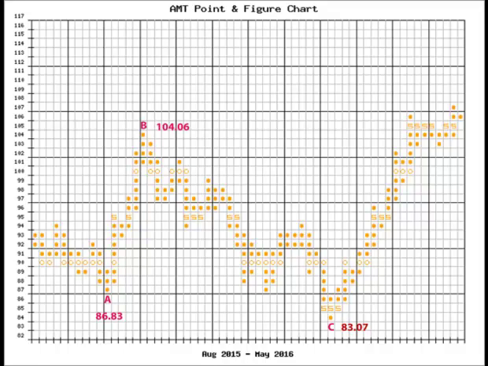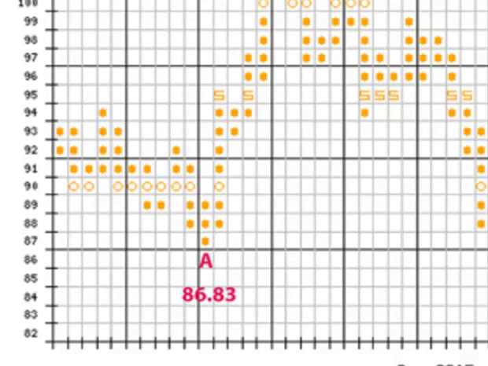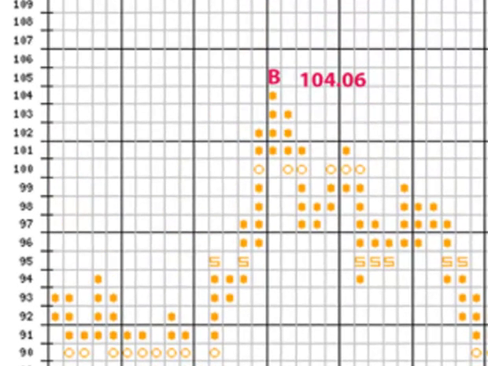On a reaction, a dot is placed in a box that relates to the price of the stock. The dot is not entered until the price moves below the whole number. For example, in this case, AMT reacted to point A. Point A is at the $87 level. A dot cannot be placed at the $87 level until the price moves below $87. In this case, AMT reacted to $86.83, which allows us to place a dot in the $87 box.